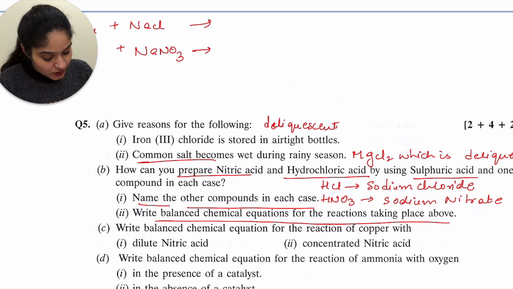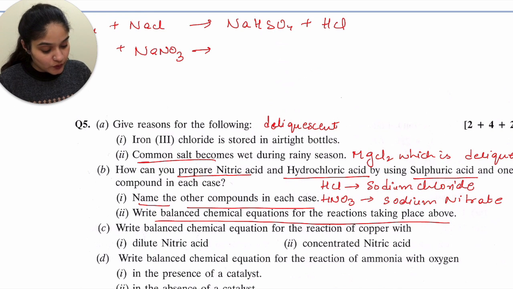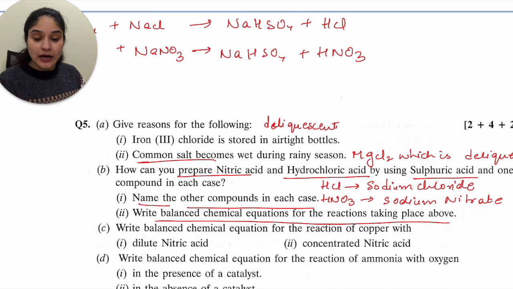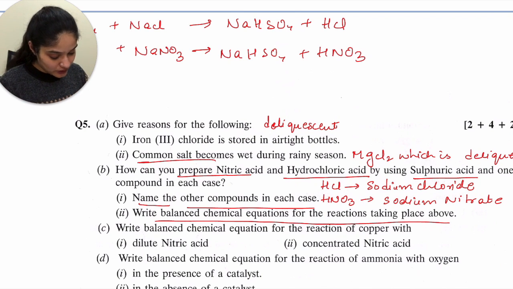Then with the H2SO4 and NaCl, you will get NaHSO4 plus HCl. Then NaNO3 plus H2SO4, you will get NaHSO4 again plus HNO3. So these are the reactions required for this particular question. This is question 5B, second part.